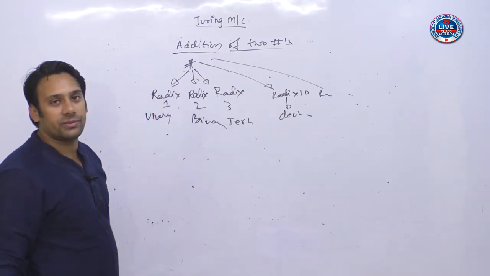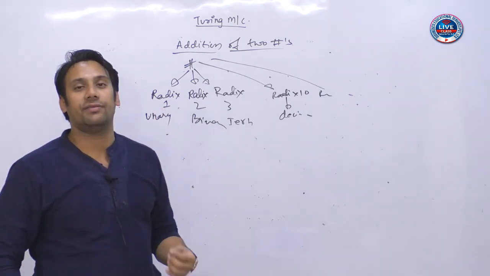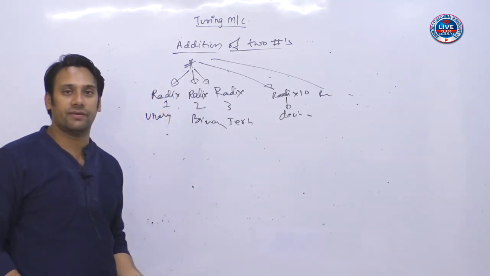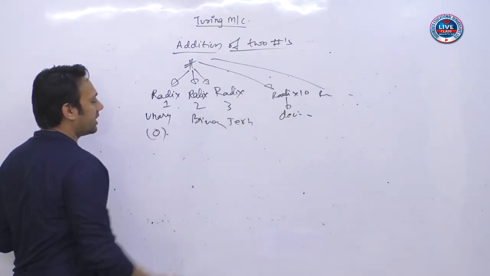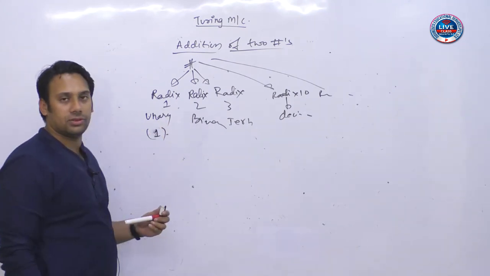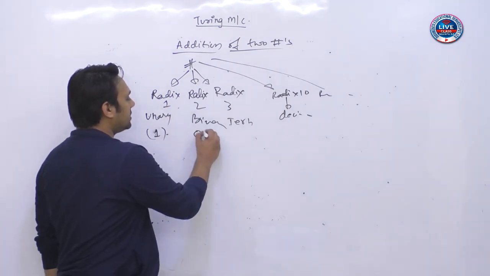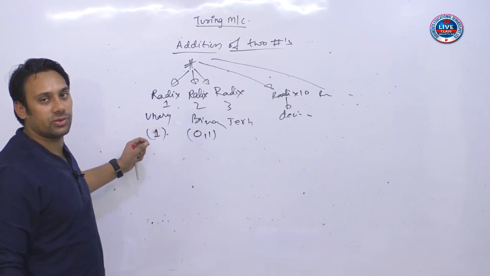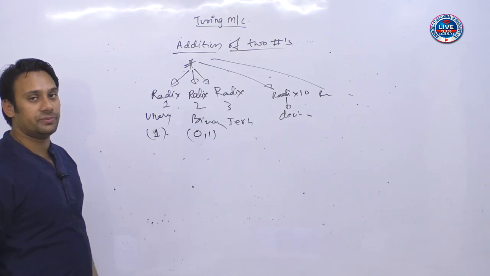And what is the difference between all of them? If I say the number is unary, it means the language is having only one symbol. Just use one symbol for representation, then we say the number is unary. In case of binary, we use two symbols, which is 0 and 1. So binary, two symbols, unary, one symbol. That one symbol can be 0, that one symbol can be 1, that one symbol can be 2. Anything you can use, but we are going to use only one symbol.